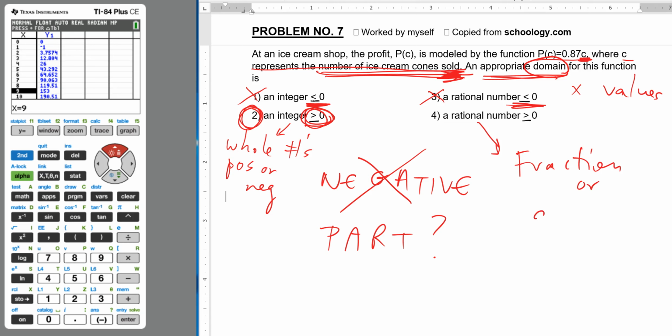You should know for other problems that rational number means that it can be written as a fraction or a decimal, things that you could buy a partial amount, right? You could buy 3.2 ounces of ice cream if it was sold that way. So things that could be done partially, you would want a rational number, but still greater than 0, it still can't be negative. So in this case, where number of ice cream cones sold has to be a positive whole number, we want integers that are greater than or equal to 0.